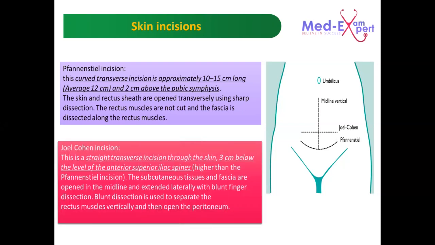The second important transverse skin incision is the Joel-Cohen incision. This is a straight transverse incision through the skin, about 3 centimeters below the level of the anterior superior iliac spine, which is higher than the Pfannenstiel incision. In this technique, the subcutaneous tissue and the fascia are opened in the midline and extended laterally with blunt finger dissection. Blunt dissection is used to separate the rectus muscles vertically and then open the peritoneum.